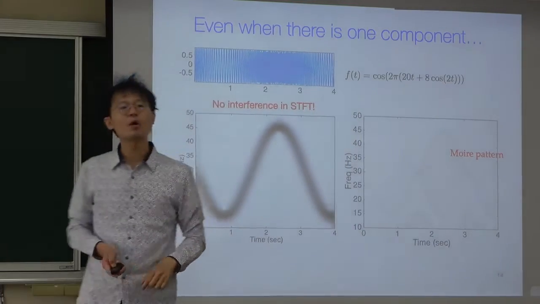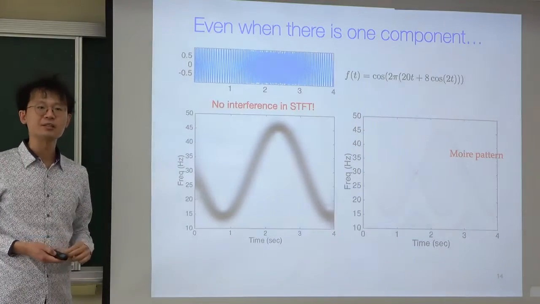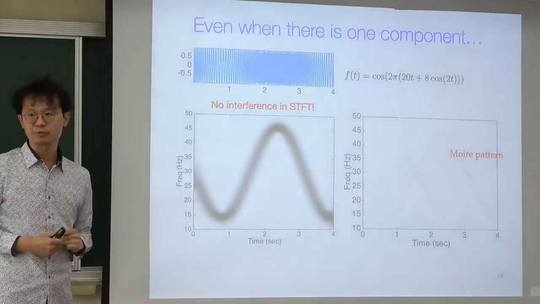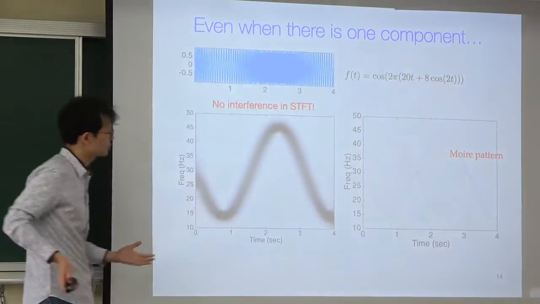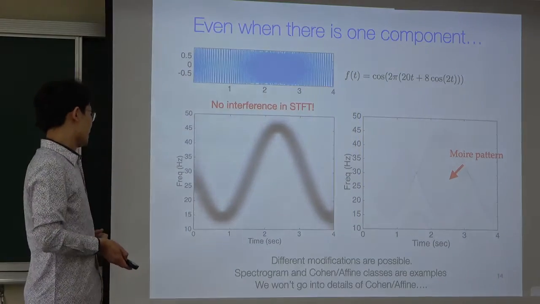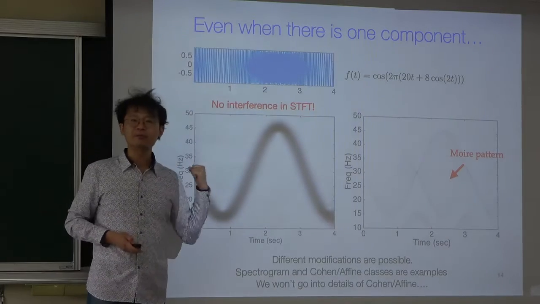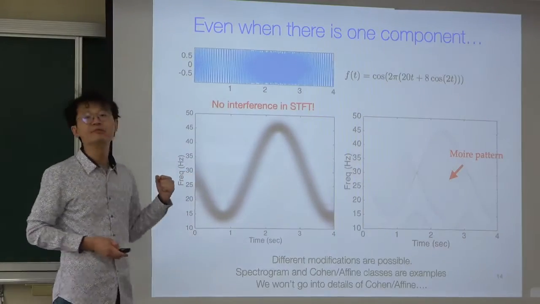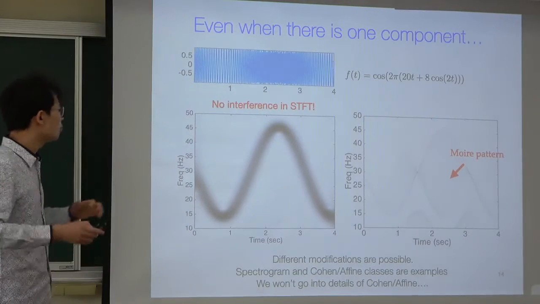So it is not about one component or two components or multiple components. As long as you have frequency that goes in different directions, it will generate some troubles. And once you have these troubles, it is hard to say what's going on. So we need some modifications. And the spectrogram turns out to be a very specific modification of the Wigner-Ville distribution, so that we can get something nice from it.